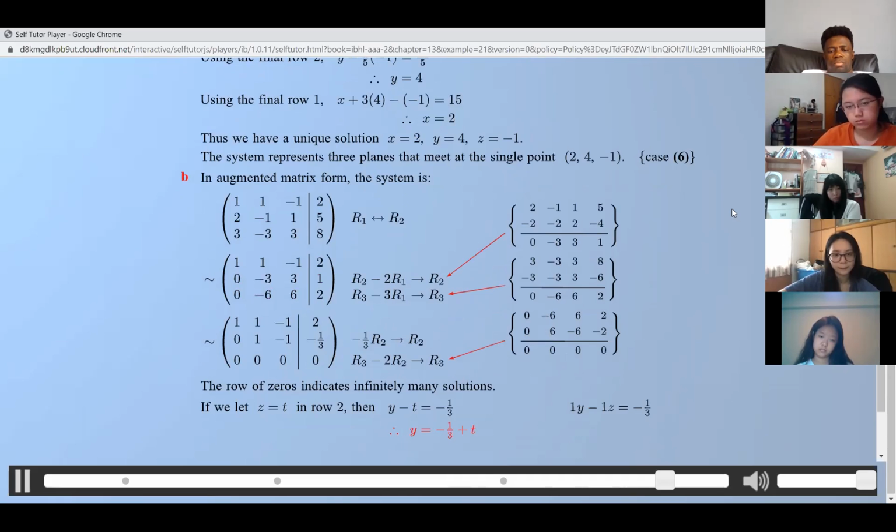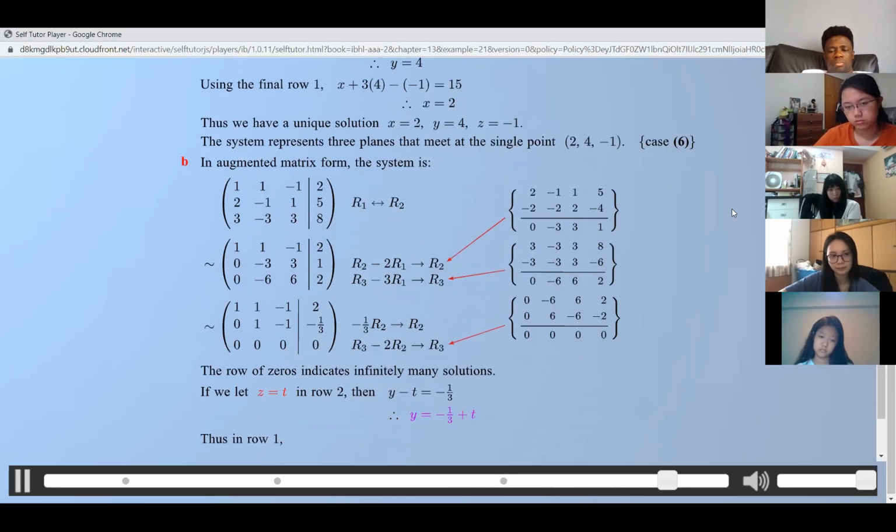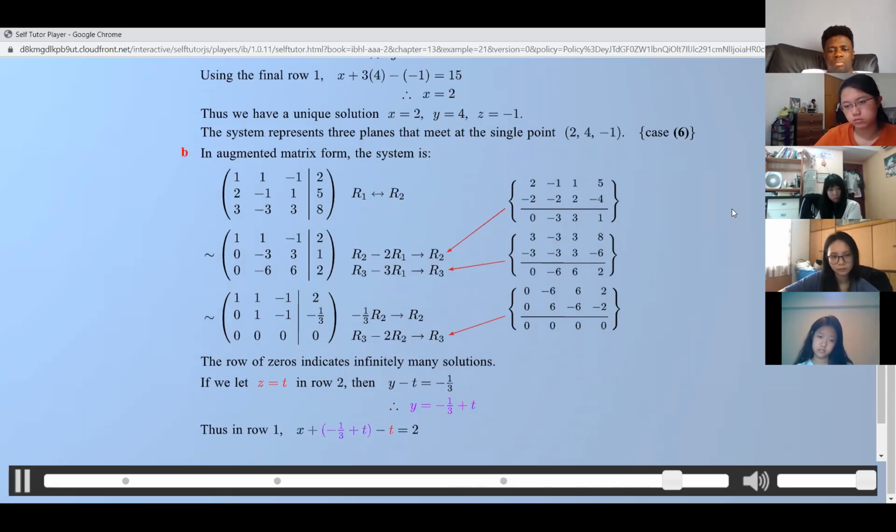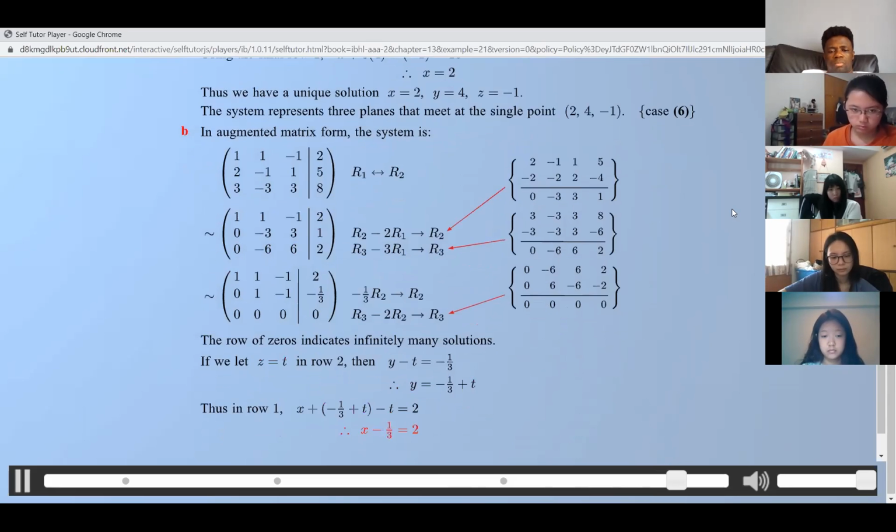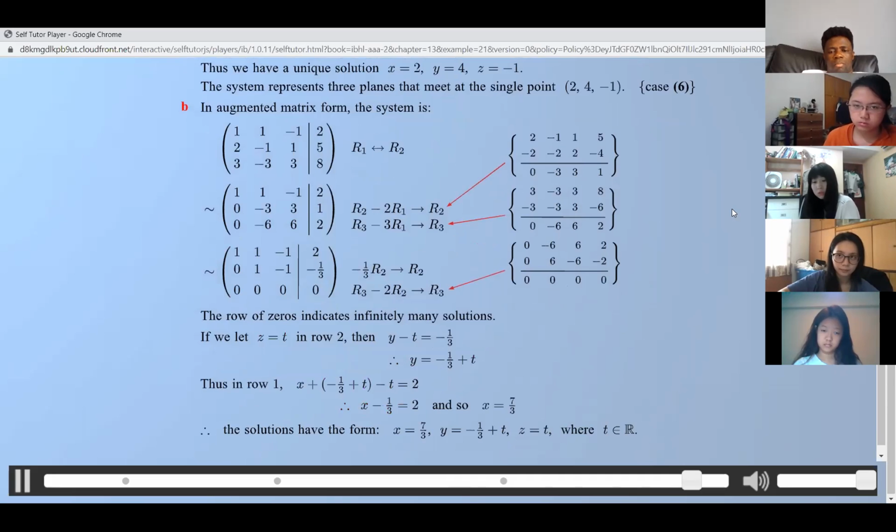We now substitute for both y and z in row 1. We find that the t's cancel, and we add 1/3 to both sides. We then solve for x. In this case, x takes the value 7 over 3 no matter what value the parameter takes. We can now write the set of infinitely many solutions as the value of x and equations for y and z in terms of the parameter t.